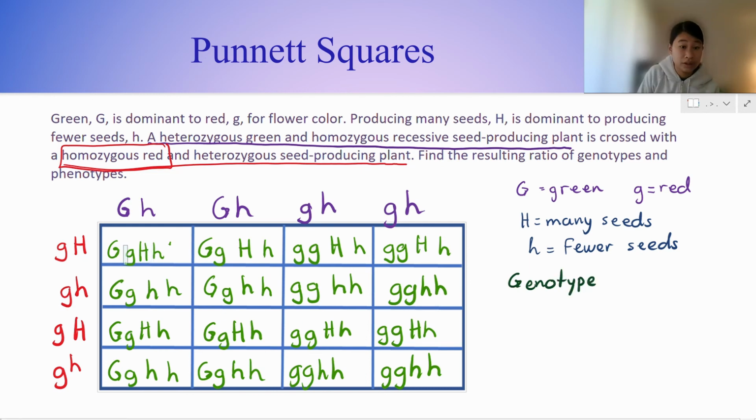So one of the genotypes we have is when we have heterozygous for both genes. So large G, little g, and big H and little h. And we'll highlight the ones that are all like this. We also have another type, and that type is when we have the homozygous recessive for the color and the heterozygous for the seed production. So we'll highlight all the ones with 2 little g's and 1 large H and 1 small h.